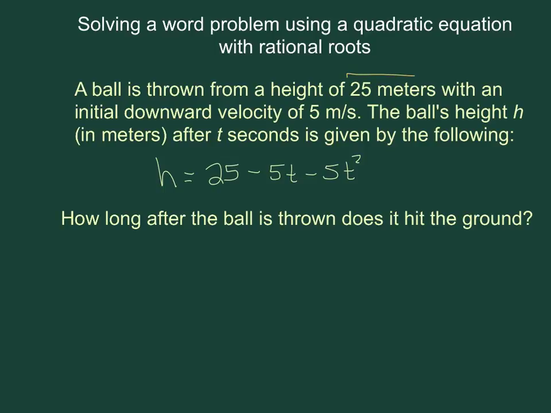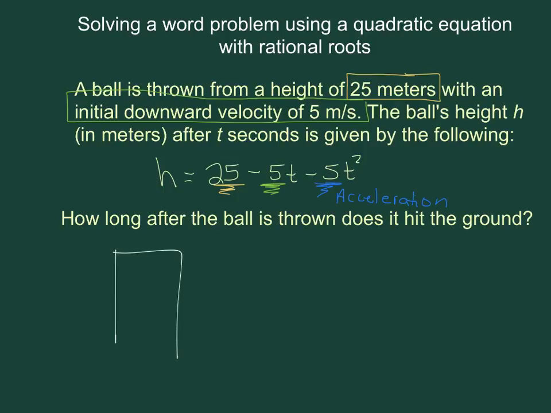When it says that you're throwing from a height of 25 meters, you can see that there's the 25. When it talks about an initial downward velocity of 5 meters per second, they're just talking about this value right here, that -5. And finally, the last -5 right here is simply just the acceleration of Earth's gravity, okay? Now, this value is typically -16, but in our particular case, they said it's -5. So it's asking how long after the ball is thrown does it hit the ground.